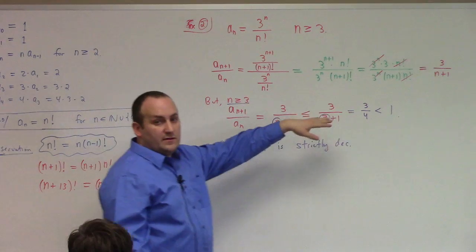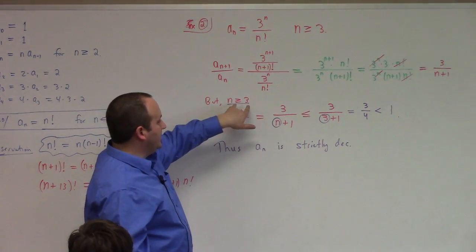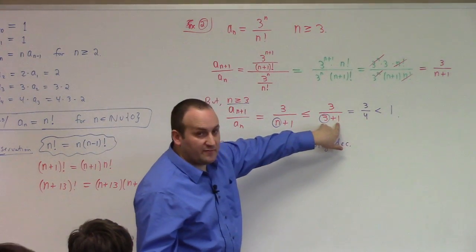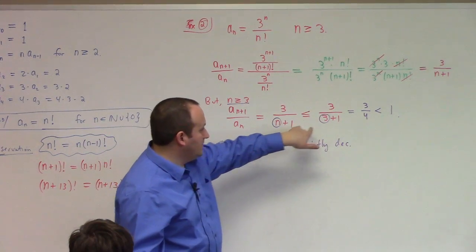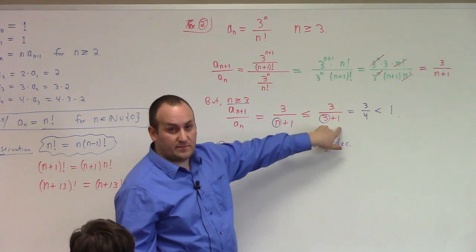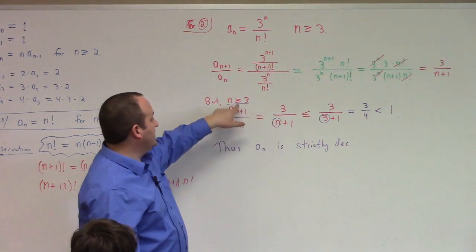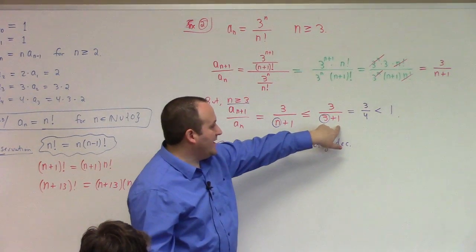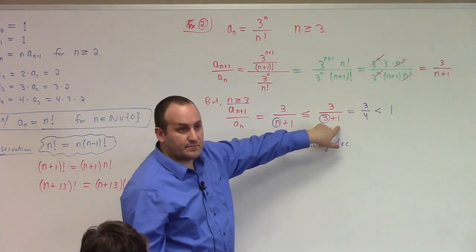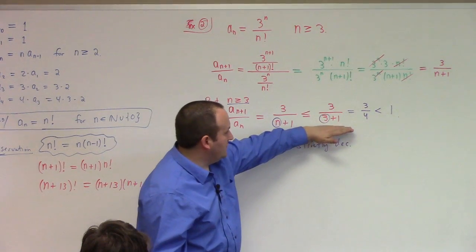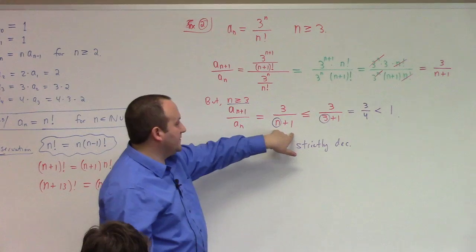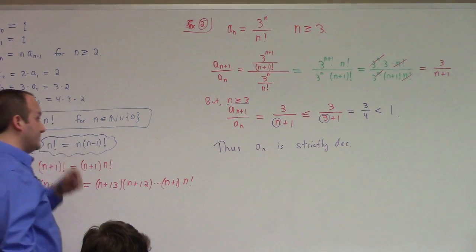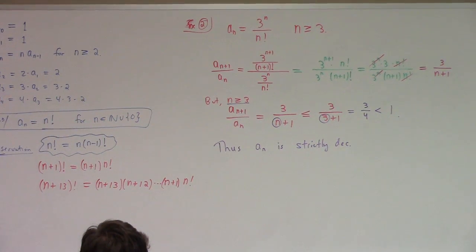Now we want to argue that if n is greater than or equal to 3, look at 3 over n plus 1. If I go from here to here, what have I done? I've made the denominator smaller, because 3 is smaller than n, or equal to it. And making the denominator of a fraction smaller makes the fraction larger. So this 3/4 is larger than 3 over n plus 1. But on the other hand, 3/4 of course is less than 1. Consequently, a sub n is strictly decreasing.